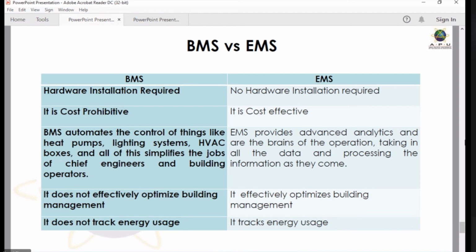BMS automates the control of things like heat pumps, lighting system, HVAC boxes, and all of this simplifies the job of chief engineers and building operators. Okay, EMS provides advanced analytics and is the brain of operations, taking in all data and processing the information as they come. Daily basis मा चाहिँ information के आउँछ त्यसलाई process गर्नेलाई we call this as EMS.